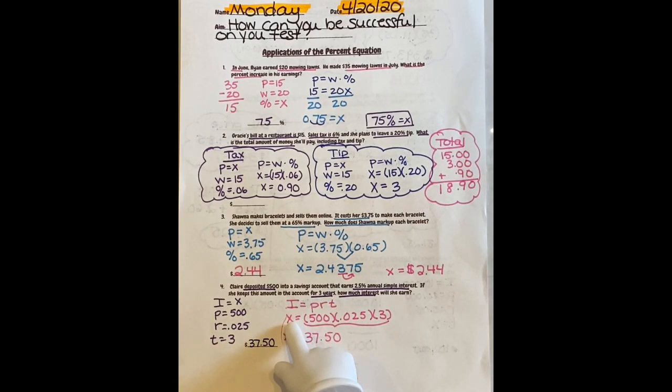Interest is unknown, so I put an X. Bring down my equal sign. Principal is 500. Rate is 0.025. Time is 3. And it gets multiplied together to find the amount of interest. And when I multiply it together, I get $37.50.